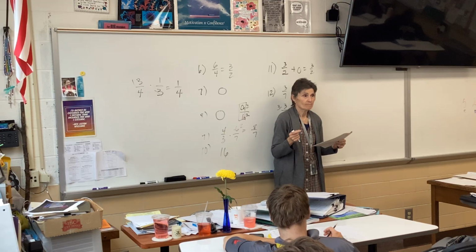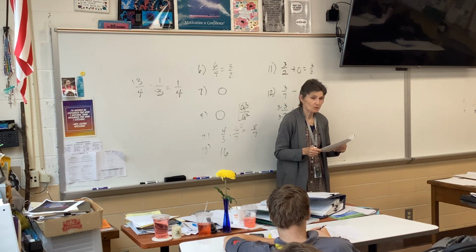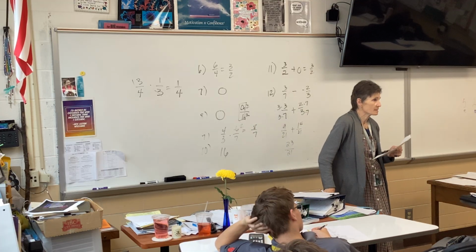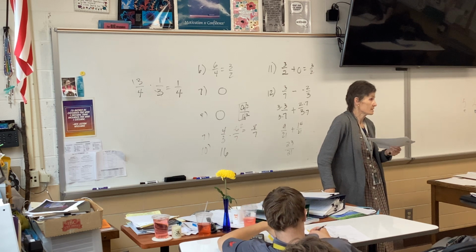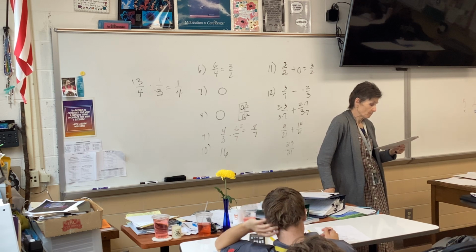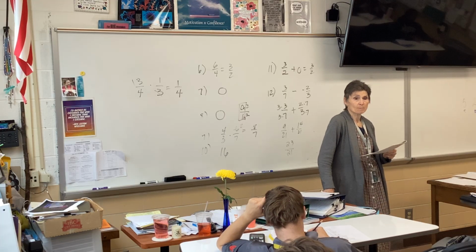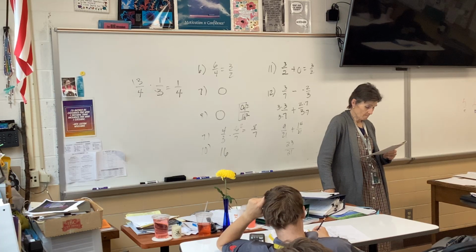Are we good? How about D? I hear a bunch of zeros because the power on the bottom is bigger. So I've got 0/2 in this case. How about E? Divergent because the number being raised to the power is bigger than 1.